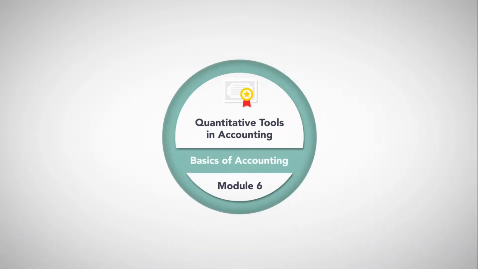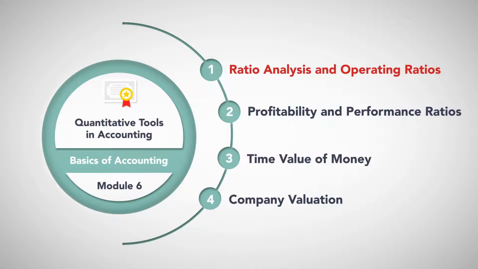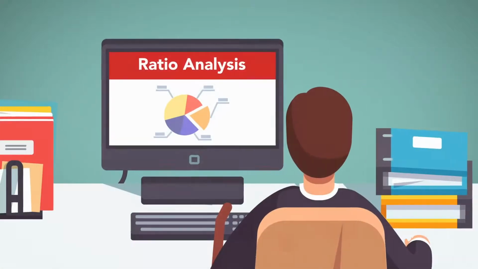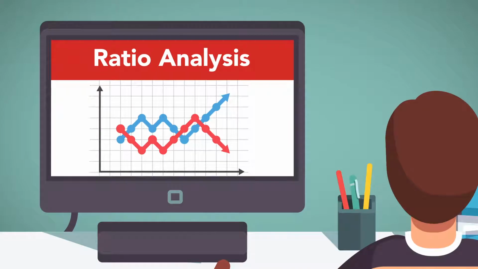Module 6, Quantitative Tools in Accounting. Ratio Analysis and Operating Ratios. To gauge the financial health of a business, accountants use ratio analysis. Ratio analysis consists of examining the proportional relationship of multiple accounts.